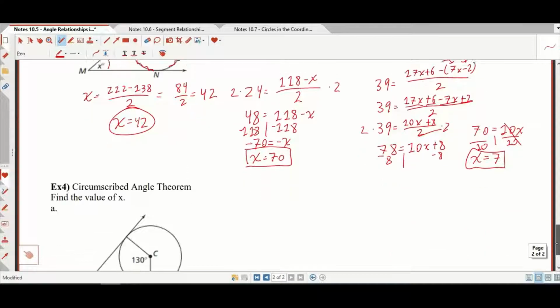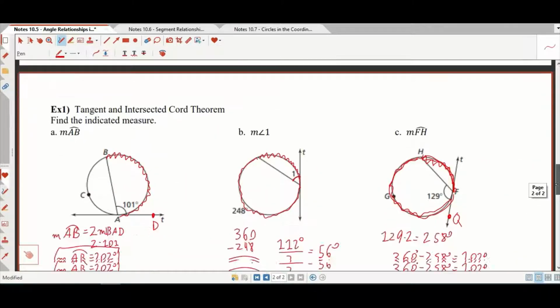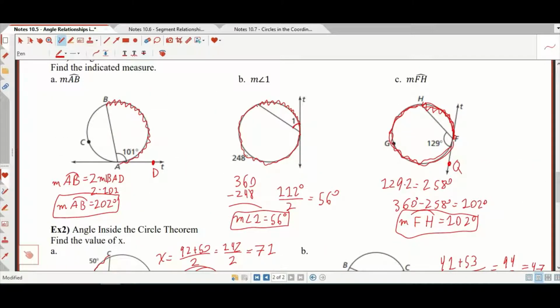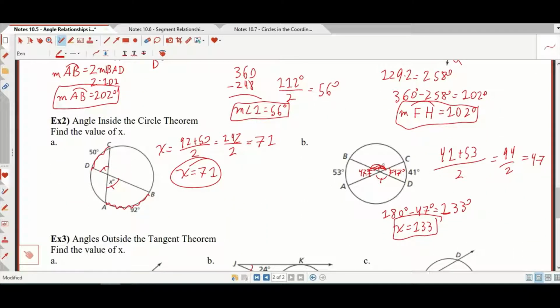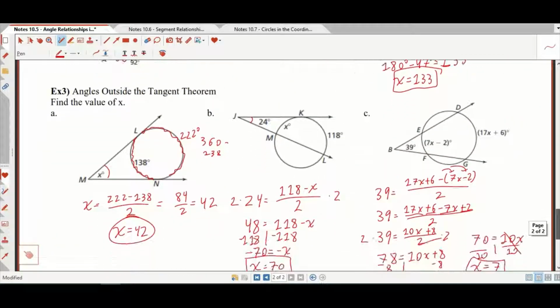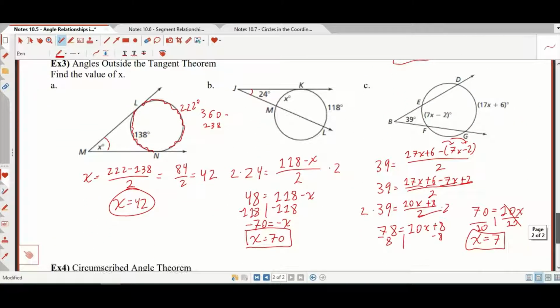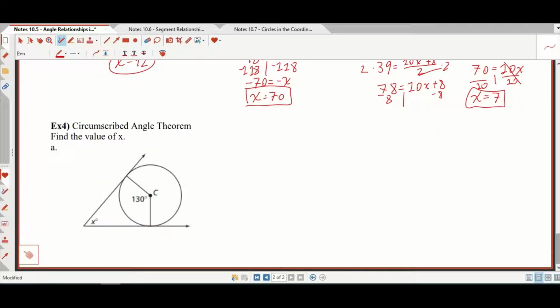That is, these angles are half the arc length because of what we talked about last section. These angles are the average of the two arc lengths that they cut out. And these two act like the average of the arc lengths, except you subtract instead of add. Finally, circumscribed angle theorem. Find the value of x.